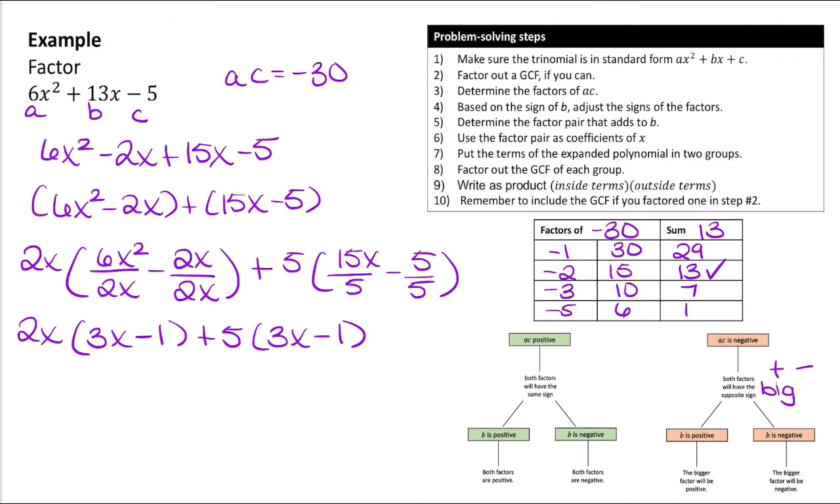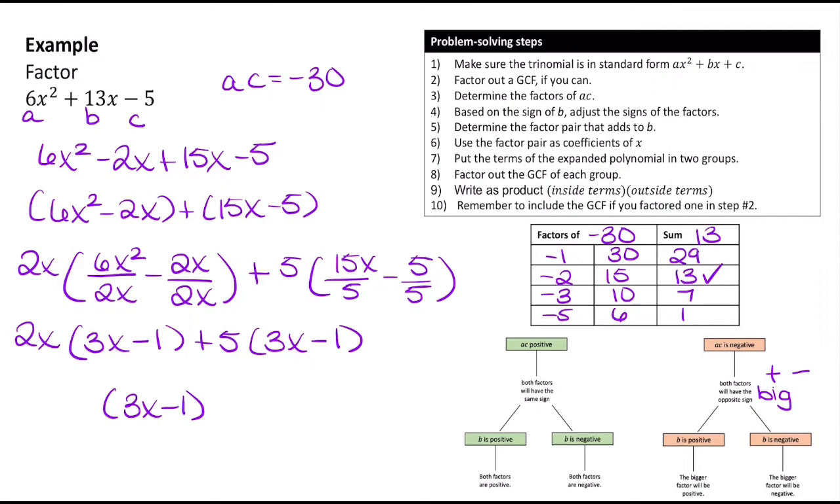So let's go ahead and factor that out. And then I'm going to write the outside terms, which are 2x plus 5. So that's going to give us the final factored form, 3x minus 1 times 2x plus 5.